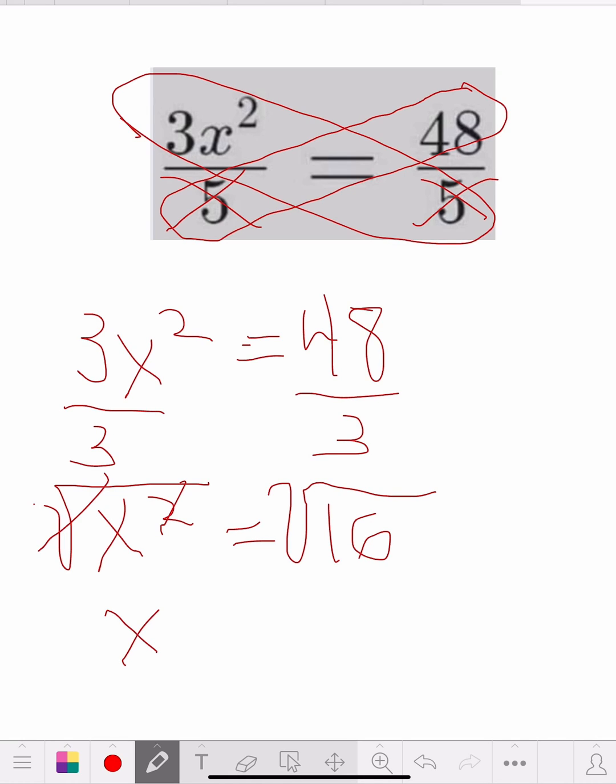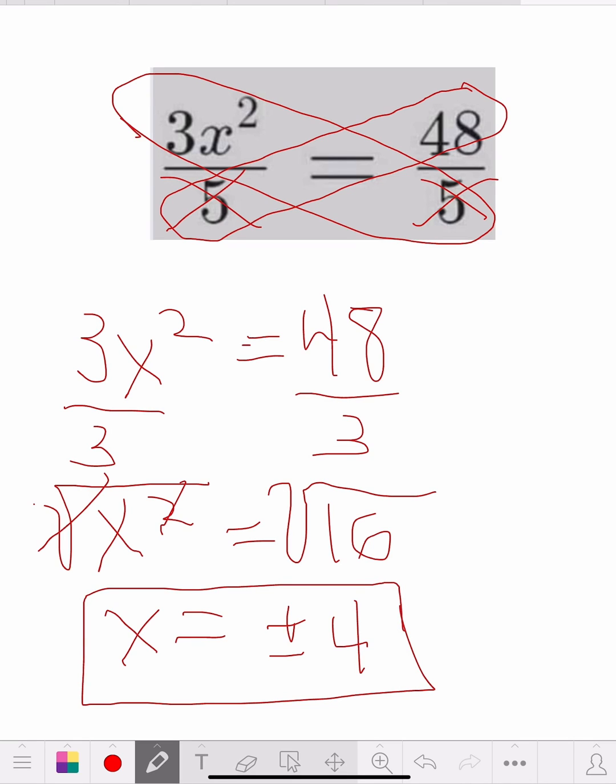The square root of 16 is 4, but it could be negative 4. Negative 4 times negative 4 is 16 also. So this equals a plus or a minus 4. And that's the answer. Square that off so the teacher knows, hey, my answer is x equals plus or minus 4. Okay, and that's all there was to it.